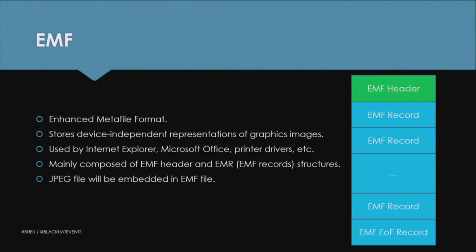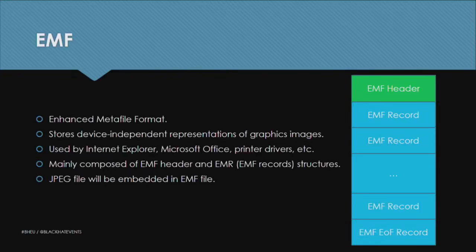Now let me simply explain what an EMF file is. EMF is an abbreviation of Enhanced Metafile Format. It's a file format that can store device-independent representations of graphics images. It is very widely used by many software, such as Internet Explorer, Microsoft Office, and some print drivers, including VMware Virtual Printer. Besides the general file header, it is mainly composed of many records named EMR structures.